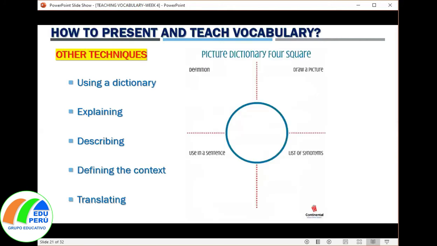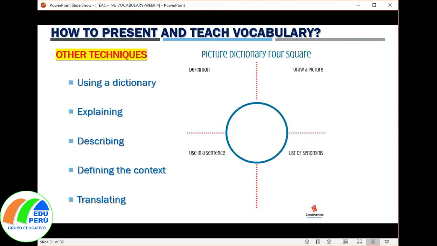This one, the Foursquare, with drawings, with sentences, with synonyms, and a very simple definition. Notice when we talk about definition, it doesn't mean that it must be a long definition. A very simple one. Then they have to draw, they have to use it in a sentence, or maybe a synonym or an antonym. It depends on you. This is just an idea, an example.